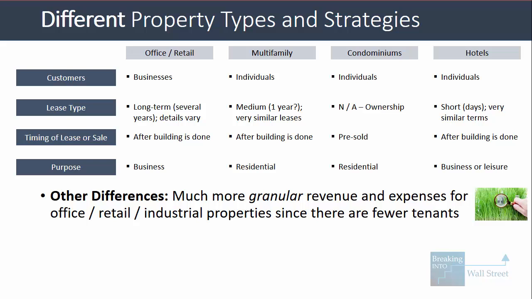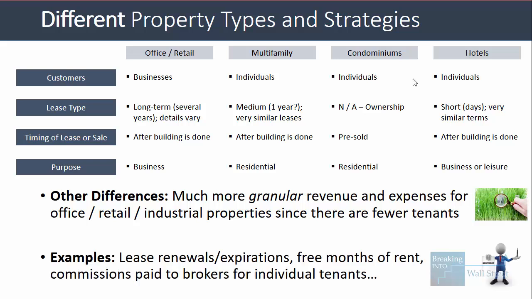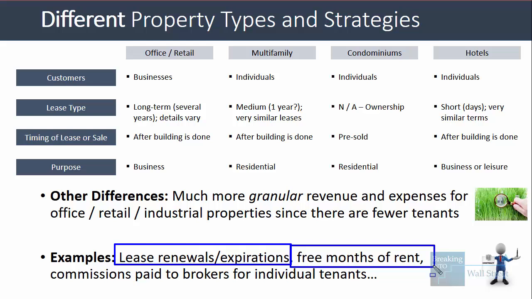But if you have an apartment building with 500 units in it, you don't really care that much about what each person does individually. With 500 units or even 50 or 100 units, there are so many people in that building that you tend to take a much higher level view of what's happening. Examples of more granular details for office, retail, and industrial properties include lease renewals and expirations. You often try to probability weight what will happen. You might have a certain number of free months of rent that you give to tenants when they come in as new tenants or when they renew. And then you will also have commissions that are paid to brokers for finding individual tenants.